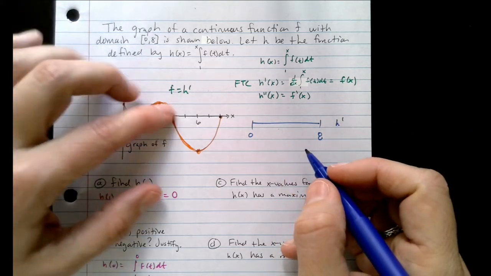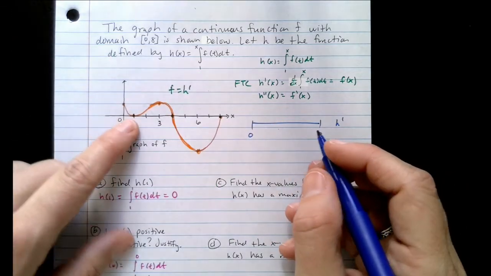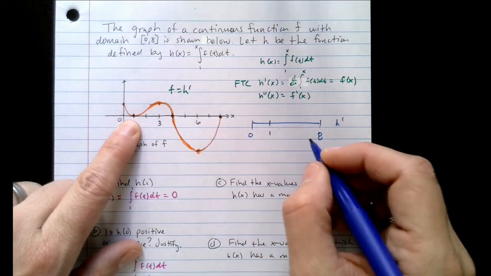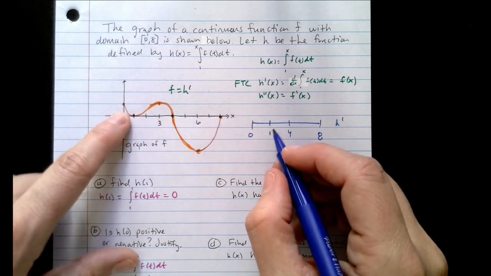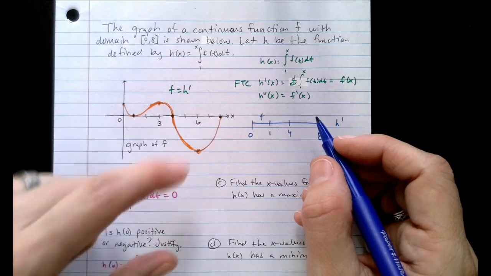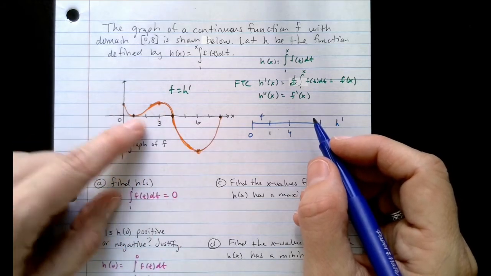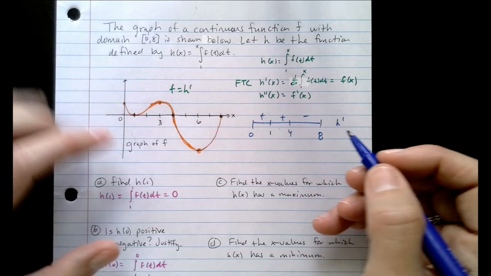So if this is my derivative graph, I'm going to just chart the behavior here. I can see it touches the x-axis at 1, 4, and nowhere else. So on the interval from 0 to 1, it's above. So I'm looking at the location of the points because this is the graph of the derivative. So it's above. From 1 to 4, it's still above, and from 4 to 8, it's below.